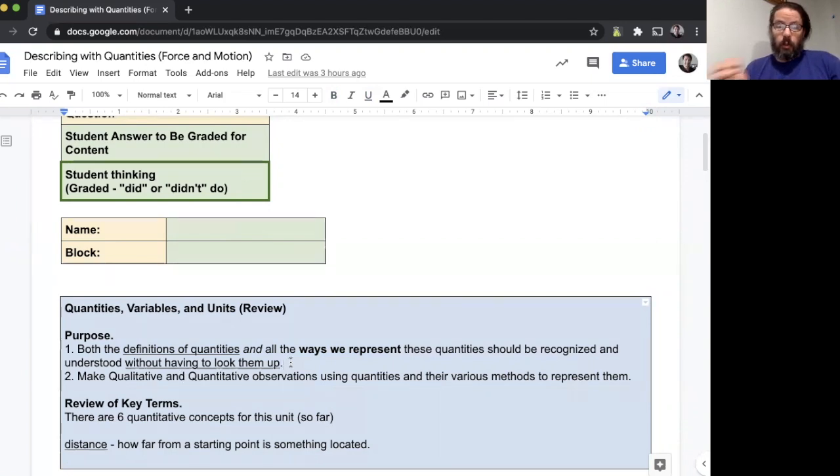So in this assignment, we're going to practice recognizing what a quantity is and writing down what the variable for that is, and the units that go with it, as well as we're going to look at some situations that are cool and unique and think about what quantities we can use to describe them.